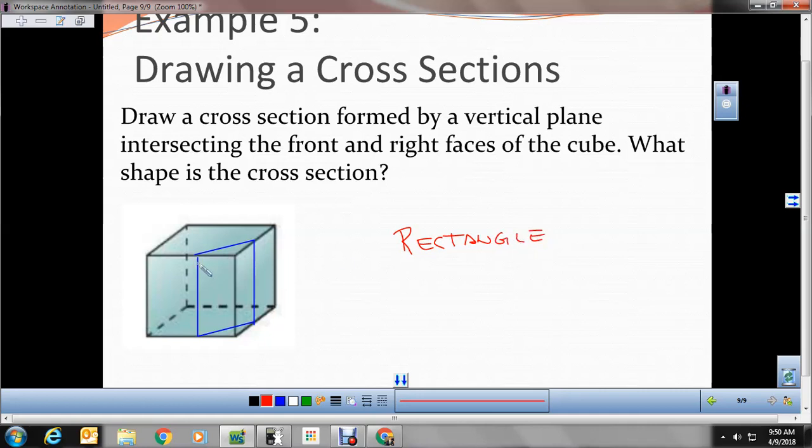Now I realize that you may be thinking this is forming a triangle here, but we're looking at what is seen if you took this piece off and looked directly down on it. Okay, this would be a rectangular shape.